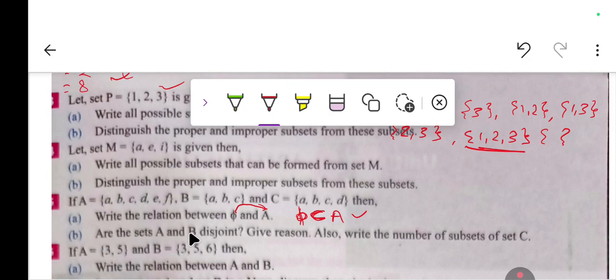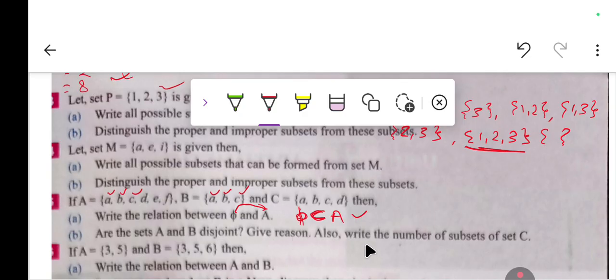Are the sets A and B disjoint? A and B are not disjoint because they have A, B, C in common. All these 3 elements of set B are contained by A. A contains all the elements of set B. That is why A is the superset and B is the subset. B is a subset of A, and A is a superset of B. So they are not disjoint. They are joint, we can say. A and B are not disjoint because they have common elements. You can write this as the reason.